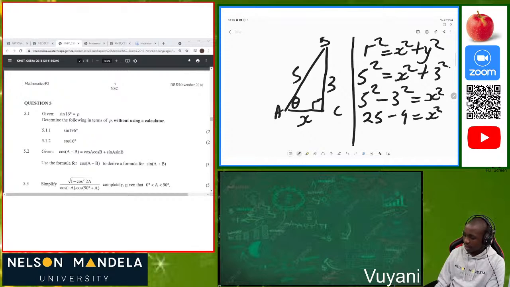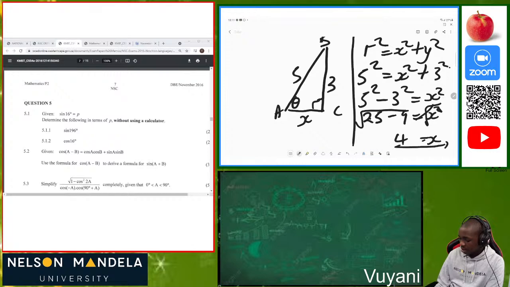Then we only want x. We know that we have to apply the square root. We did solving for x last week. Then we have our x to be equal, because 25 minus 9 is 16, and the square root of 16 is 4. So basically you calculate and you have your x to be 4.